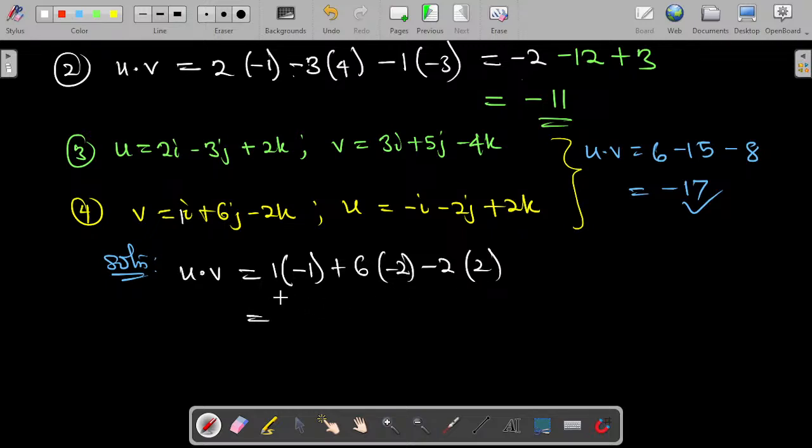So 1 times minus 1 is minus 1. 6 times minus 2 is minus 12. And this times this is minus 4. Wow, it's true. It's the same thing. Minus 17. Wow, this is beautiful. Minus 17. Okay? So that is that about dot product.